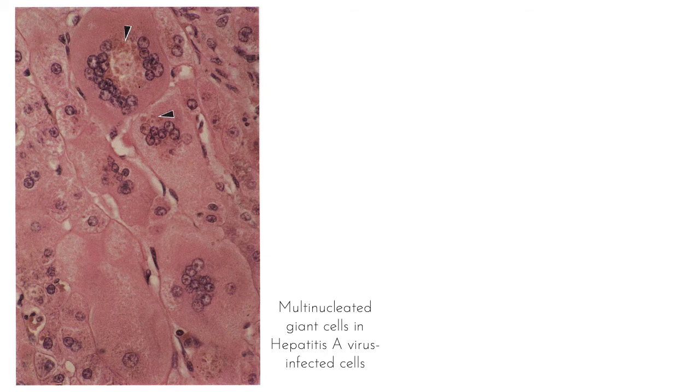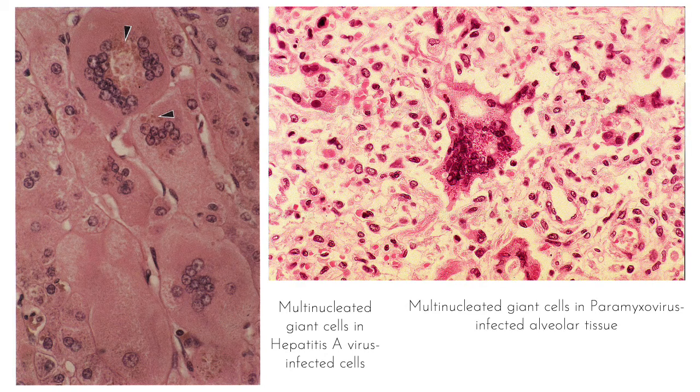Right? Examples, microscopically again. Okay, these are multinucleated giant cells in hepatitis A virus infected cells. You can see right here. Okay, all the nuclei are all inside one big cell. This is another example of a paramyxovirus infected alveolar tissue. I believe it is CDV, canine distemper virus. Right, as you can see, yung nasa paligid niya yung normal cells, and this one is a big multinucleated cell.